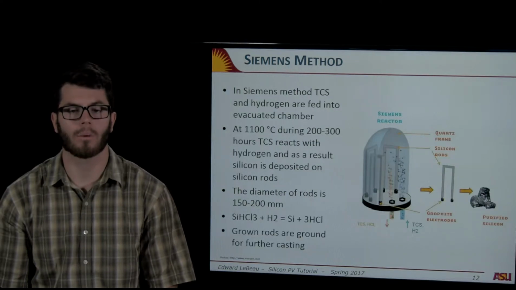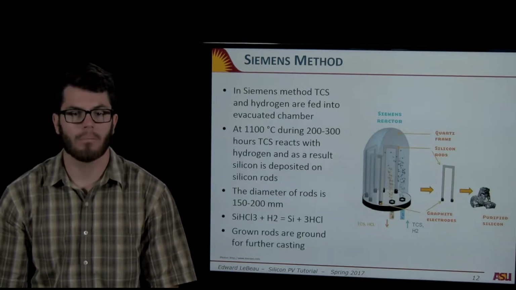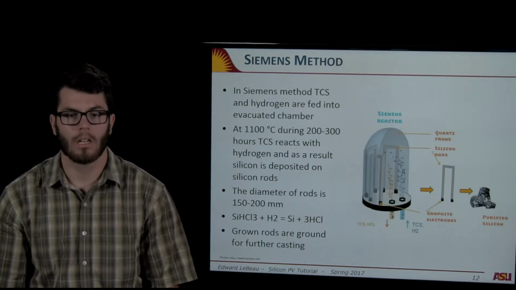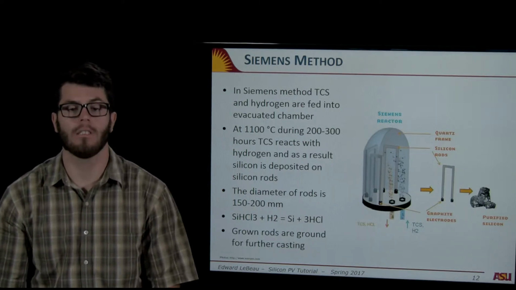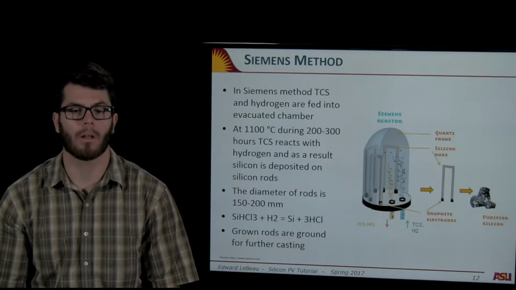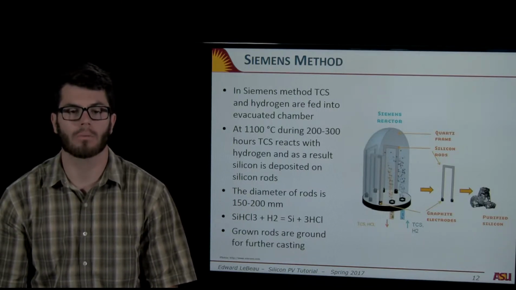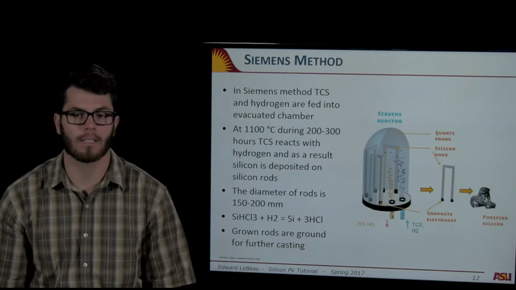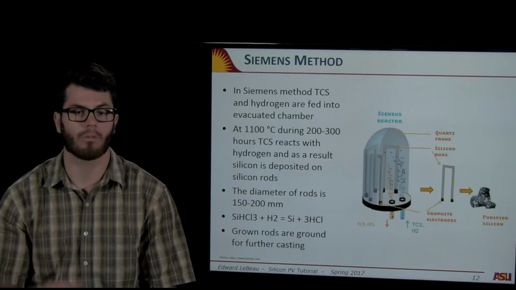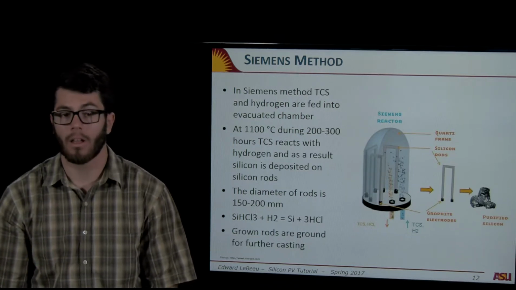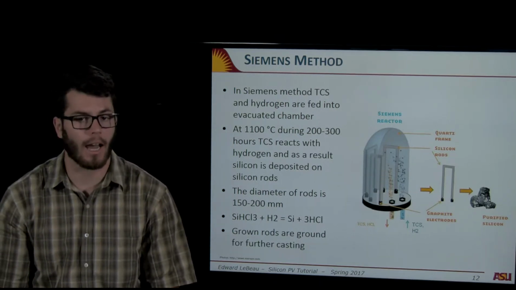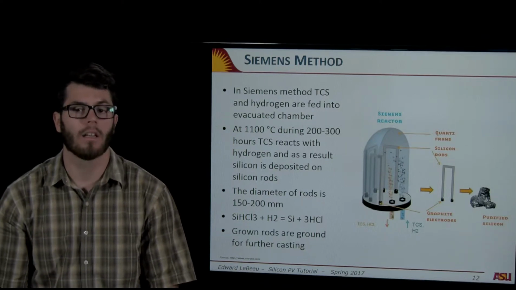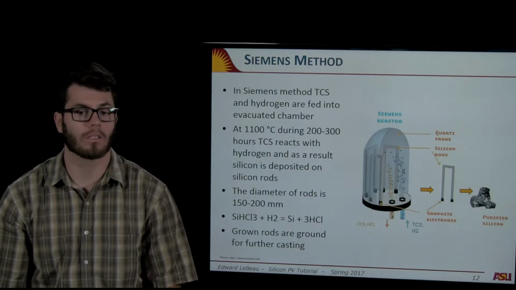So the most common method is the Siemens method. So let's talk about that. What's the Siemens method? Basically you feed your TCS into a reactor. You get it up to 1100 degrees C. You wait for a very long time, a couple hundred hours. The TCS reacts with hydrogen, and this results in silicon being deposited upon these silicon rods. So again, you're probably beginning to realize there's a lot of high temperature processing going on here, but that's what's necessary to create semiconductor grade silicon, which is extremely pure.